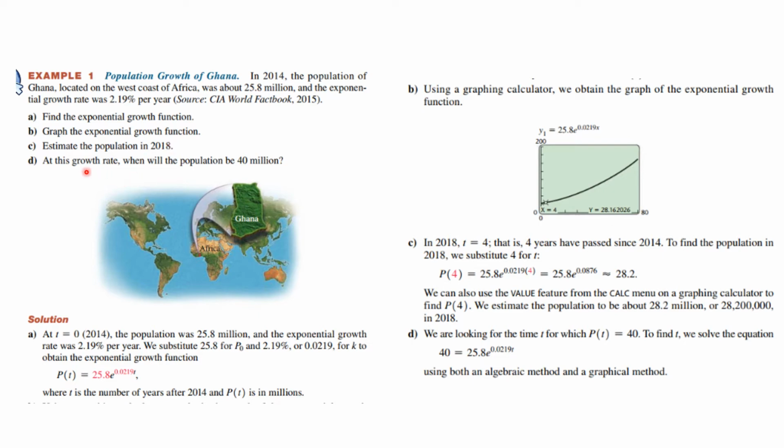In the last one, we say at this growth rate, when will the population be 40? Well, when we look at the equation, the population is over here, so that's where we put the 40. So we're going to be looking at this equation: 40 is equal to 25.8 e to the 0.0219 t. And we can solve this a couple of different ways. We can solve this algebraically, or we can use our graphing calculator.